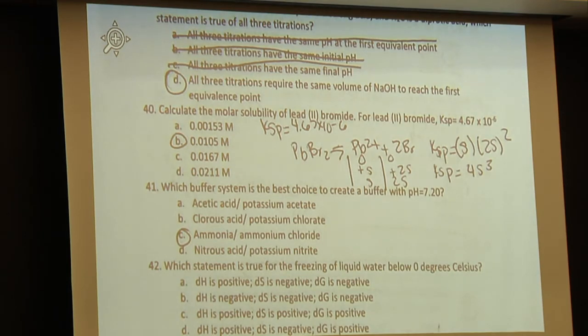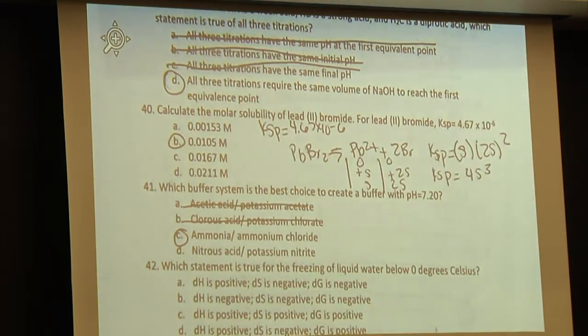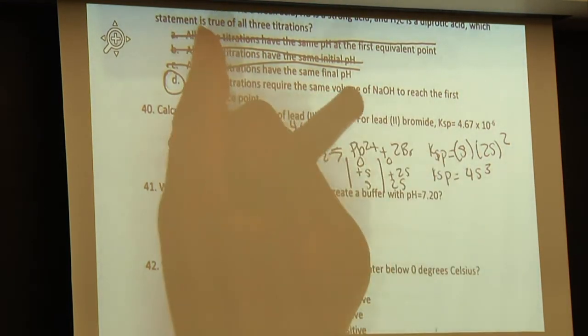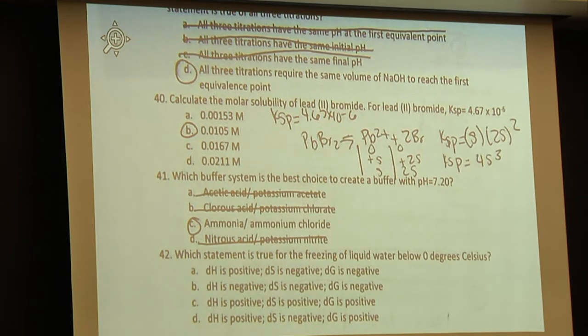So acetic acid and chlorous acid are all weak acids, correct? So the pH should be closer to 7, but not really quite 7, right? So these you can cross out. Nitrous acid is the same thing. It's a weak acid. Ammonia is a weak base, however, with its conjugate acid. And that would be closer to the base range of 7.2 rather than the acids.